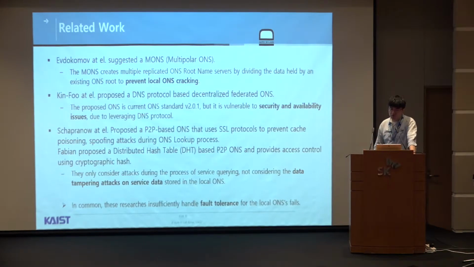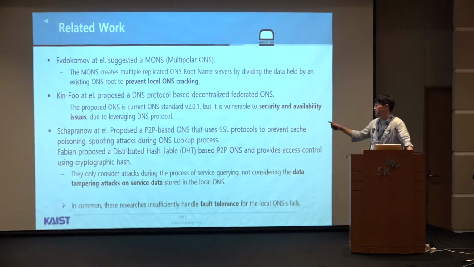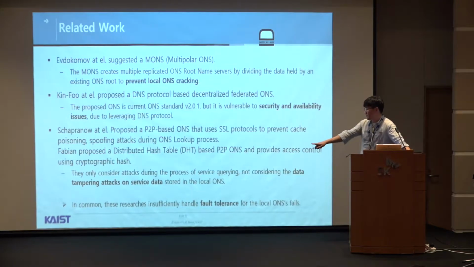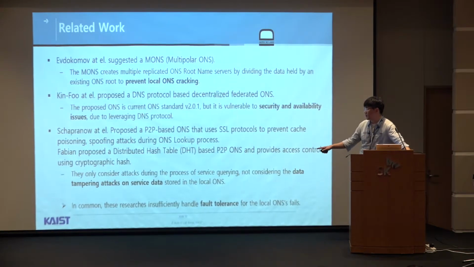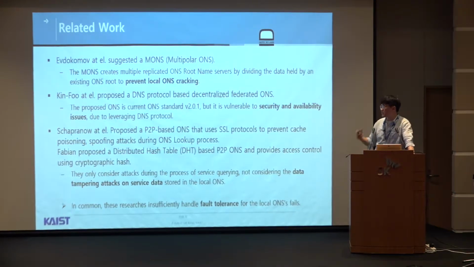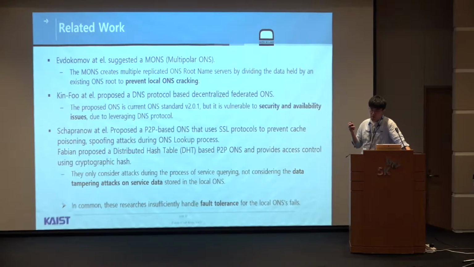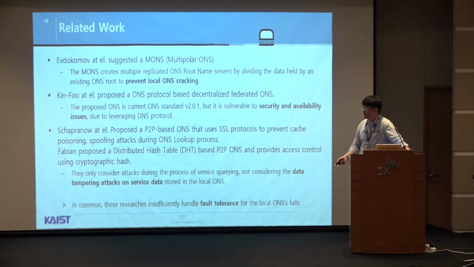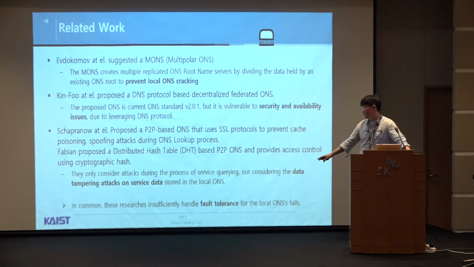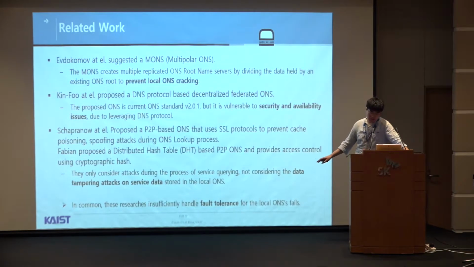So these are related works. There are several works on preventing local ONS cracking, on security and availability issues, and some on protecting service data from tampering attacks. But this related work is limited in that they only consider attacks during the process. They did not consider data that is already forged by some attacker. So we have to validate whether the data is correct or not, and we have to handle the fault tolerance mechanism for sustainable service of the ONS.